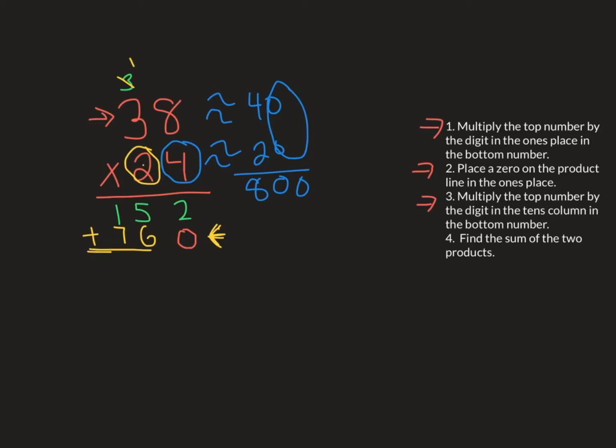Step 4 tells me to find the sum of the two products. So one product is 152, the other product is 760. So 152 plus 760. 2 plus 0 is 2. 5 plus 6 is 11. Carry my 1. 1 plus 1 is 2, and 2 plus 7 is 9. So 38 times 24 is 912, which is close to my estimate of 800.